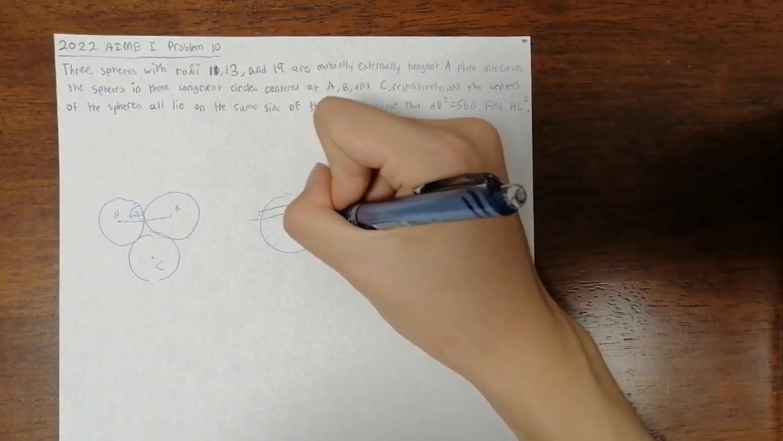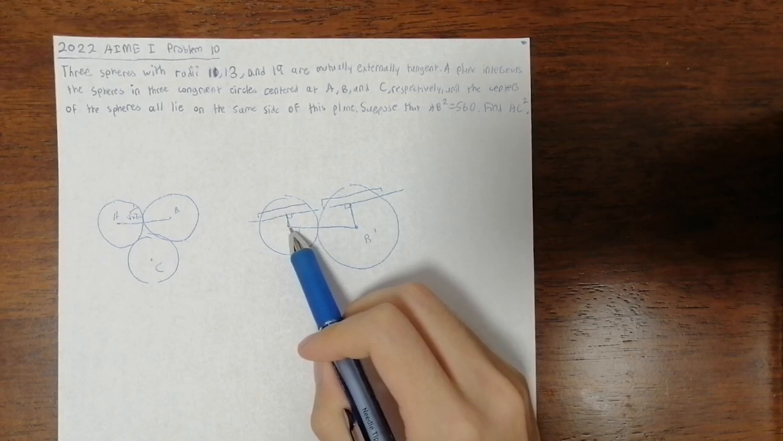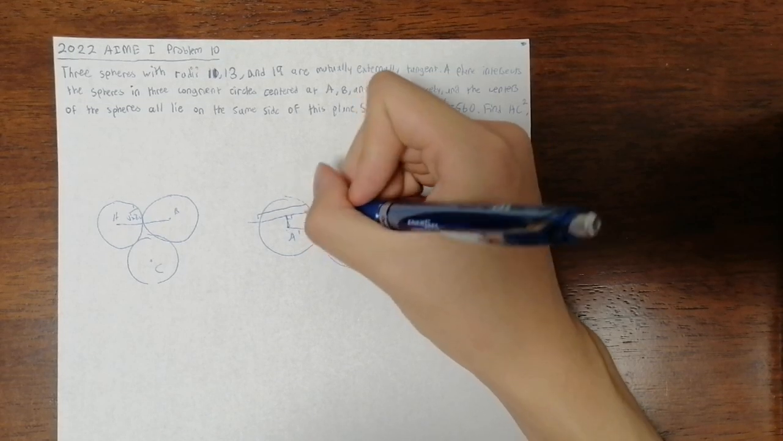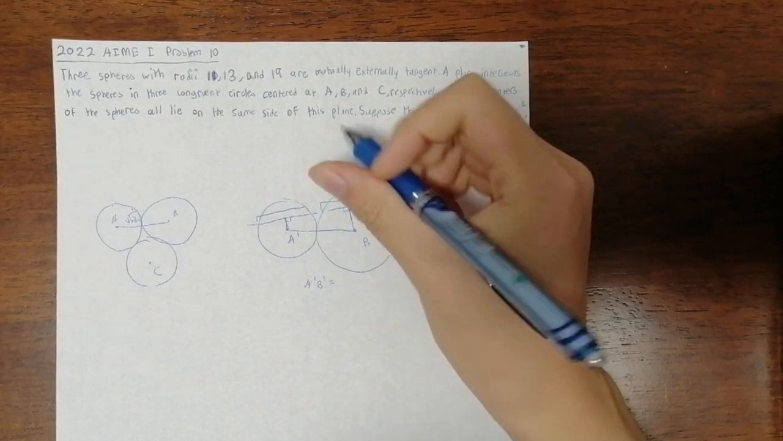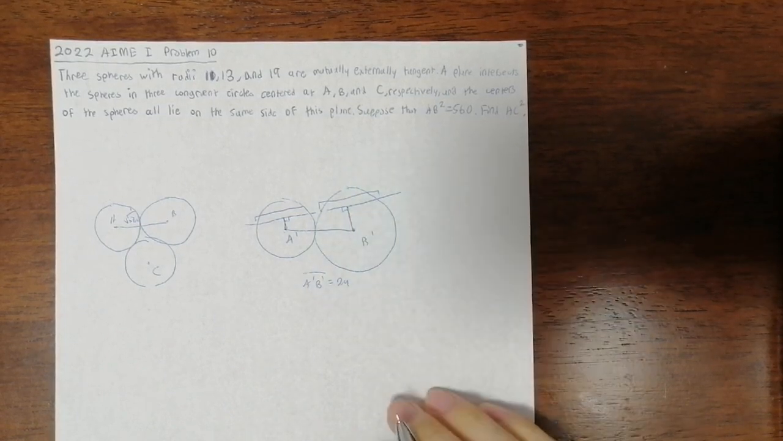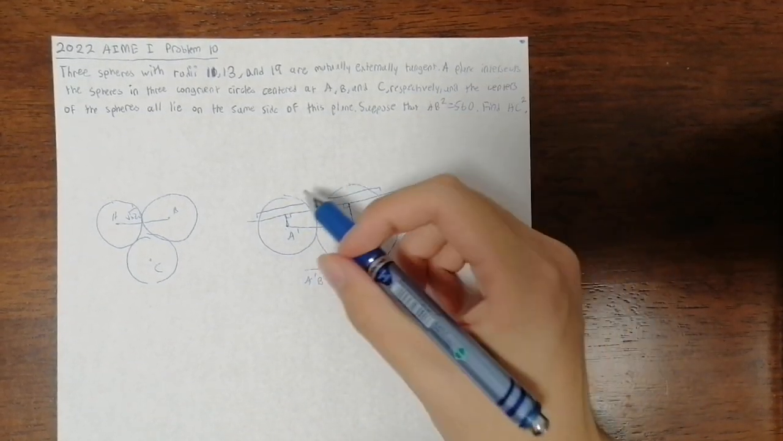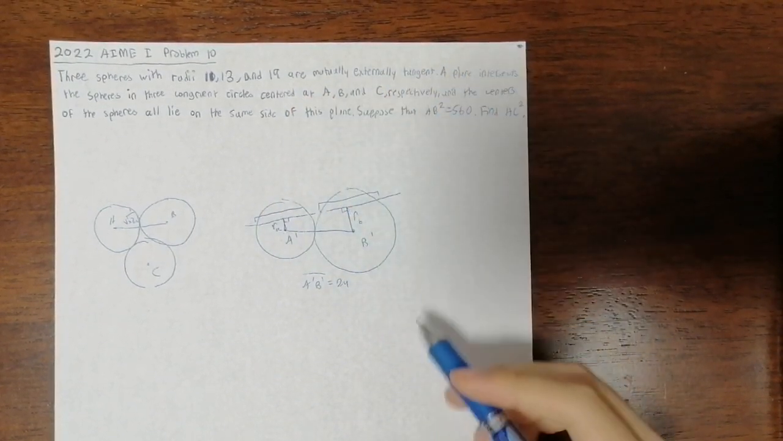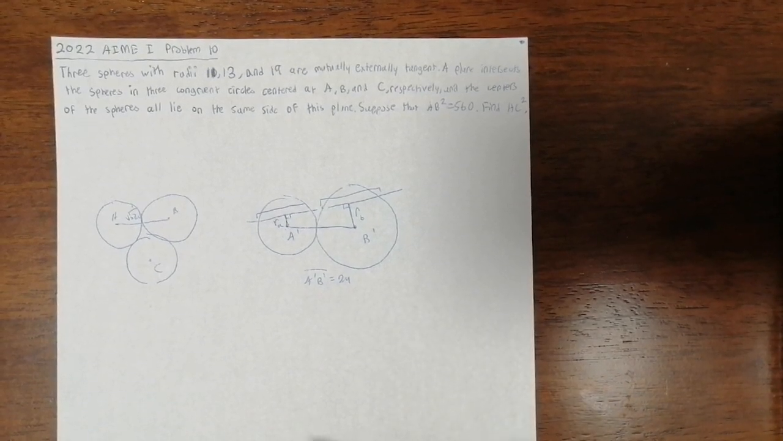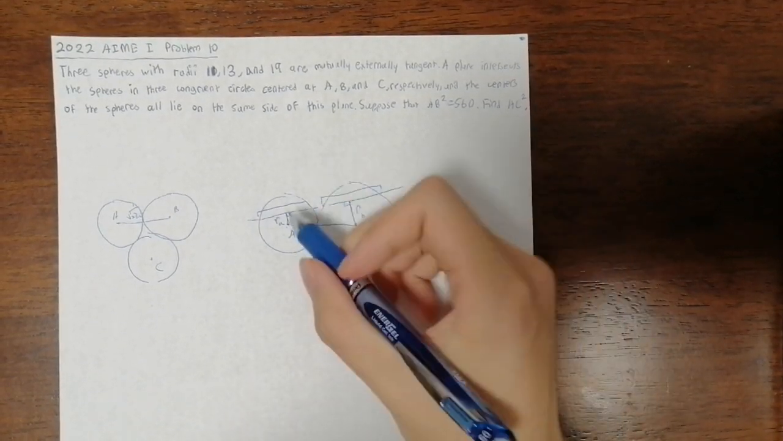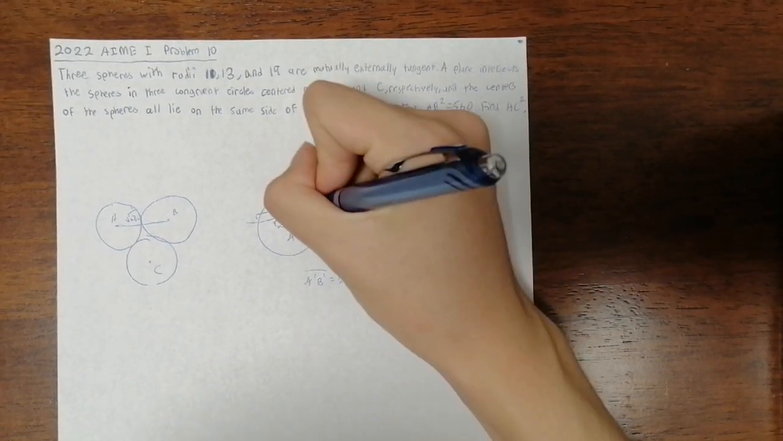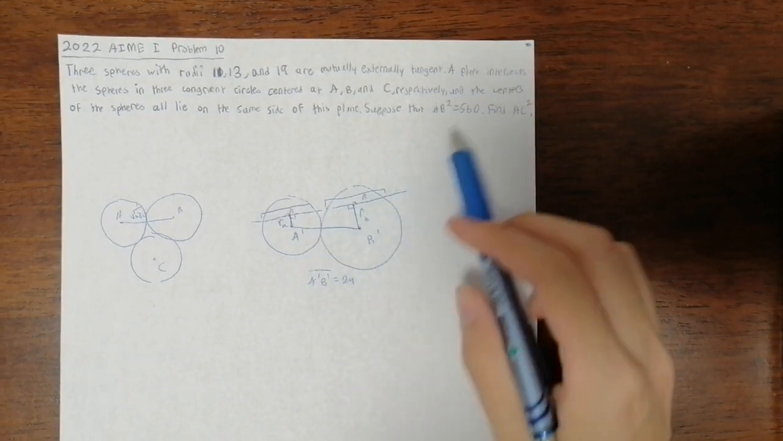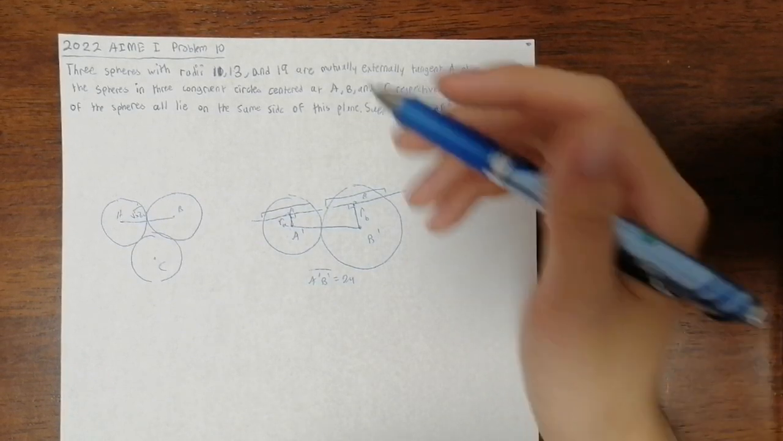Okay, so what do we know about this length? This length is going to be 11 plus 13, so A prime B prime is equal to 24. Let's call these lengths R sub A and R sub B, because we don't really know what they are, so let's just assign variables. These are going to be points A and B, and AB squared is 560.